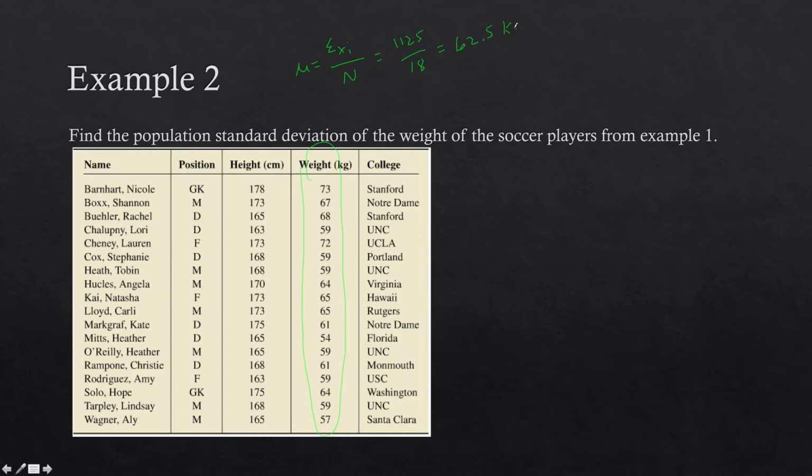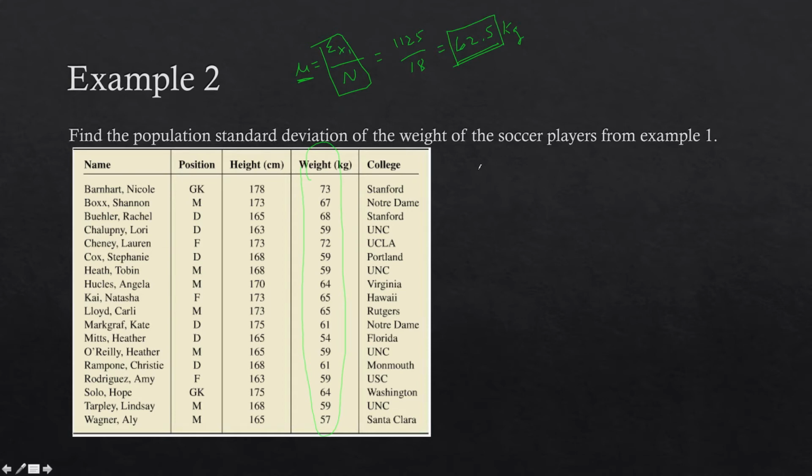Now notice, our mean came out very nicely. We didn't have to round. It was 62.5. It worked out very nicely. So there's no need to replace mu with this in our formula. We're good to go just to use this because there's not any rounding there, okay? So keep that in mind.